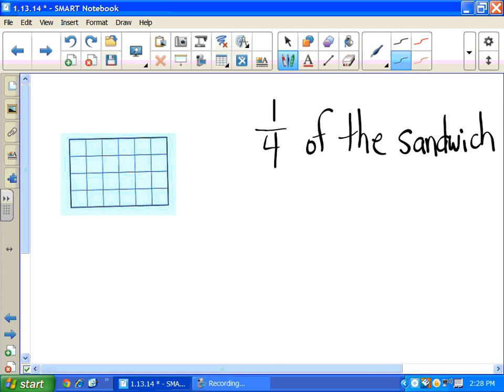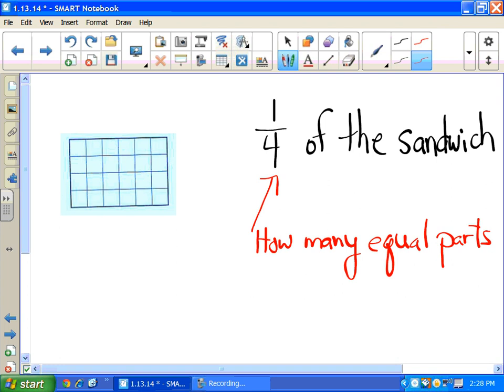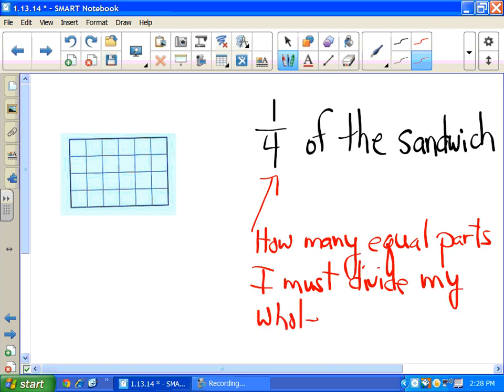All right, let's take a look. And the fraction 1/4 is made up of the numerator 1 and the denominator 4. So I know the denominator tells me how many equal parts I must divide my whole into. So how many equal parts must I divide my whole into? So I know I've got to divide this into 4 equal parts.